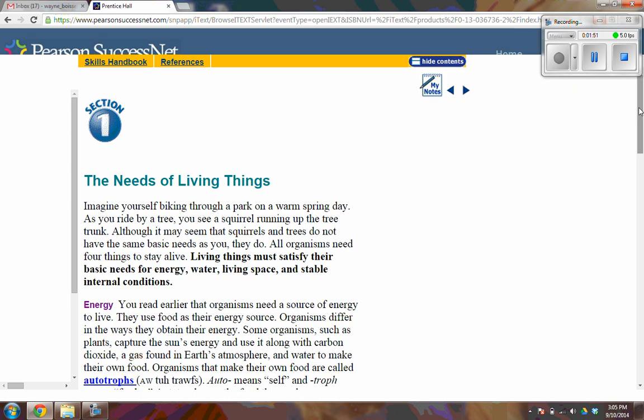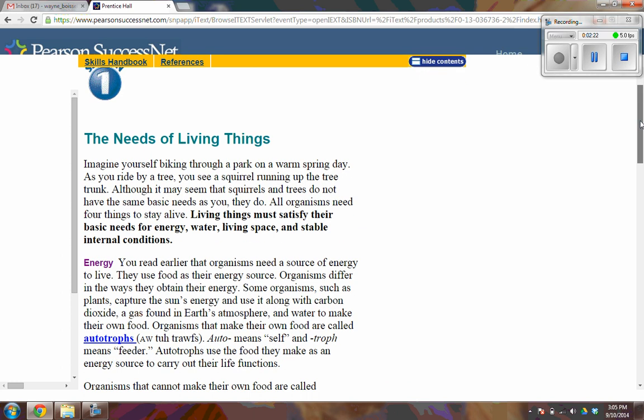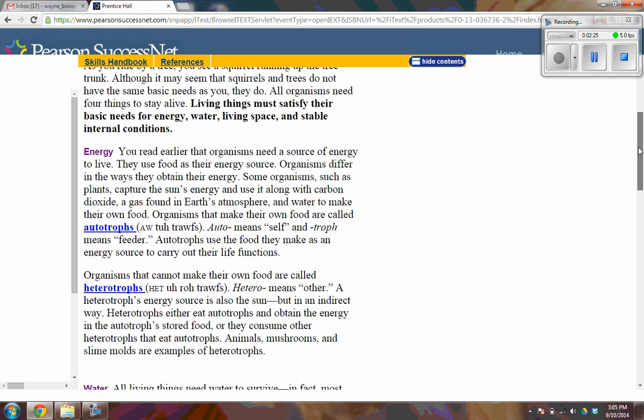Imagine yourself biking through a park on a warm spring day. As you ride by a tree, you see a squirrel running up the tree trunk. Although it may seem that squirrels and trees do not have the same basic needs as you, they do. All organisms need 4 things to stay alive. Living things must satisfy their basic needs for energy, water, living space, and stable internal conditions. So now let's look more closely at what these four aspects of living things are.